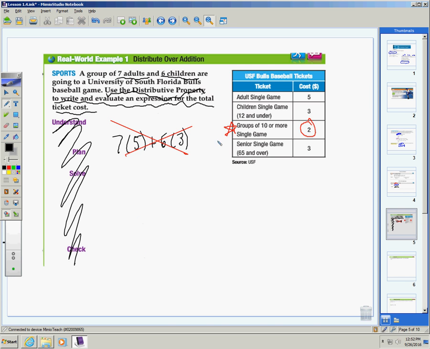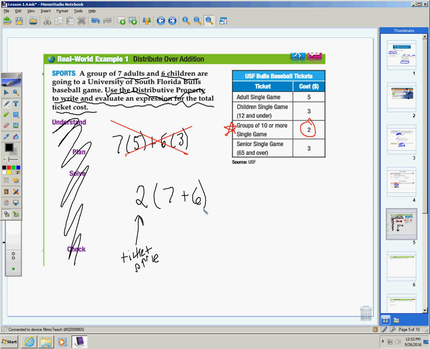So I know I have 7 adults and 6 children. I know the cost for adults, children, but I also know there's a different cost for groups of 10 or more and for seniors. So I'm going to use this cost for a group of 10 or more. So I know I'm going to have 2, this is the ticket price, and I'm going to have to multiply that by a total number of people. And you probably would just add those up in your head, but let's show it this way. I have to multiply it by my 7 adults plus my 6 children.